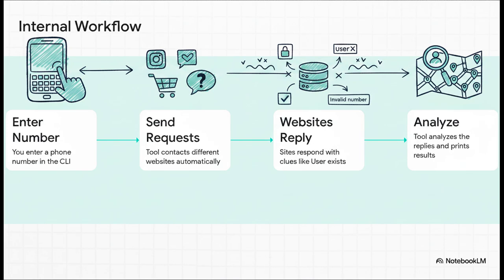Let's move on and see how this builds into a fully automated workflow. It actually happens in 4 incredibly fast steps. Step 1, you enter a number into the tool. So you type something like ignorant followed by the phone number. Step 2, the tool automatically contacts all these different websites, sending requests out to places like Instagram and Amazon. Step 3, the websites respond, giving up those little clues we just talked about, like user exists or invalid number. And finally, Step 4, the tool analyzes all those replies and prepares to show you the final map.